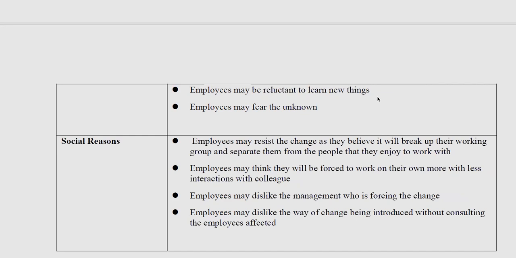He fears the unknown. For all he knows, he can lose the job. He may not get work. He may not get proper retirement funds. So this guy is scared. He may end up on the streets. Social reasons: they may resist the change as they believe that it will break up their working group and separate them from the people that they enjoy working with. That is very true, because sometimes a fundamental change to the organization's systems will require that you be transferred to another place, and the people you enjoy working with, you may not have them again.